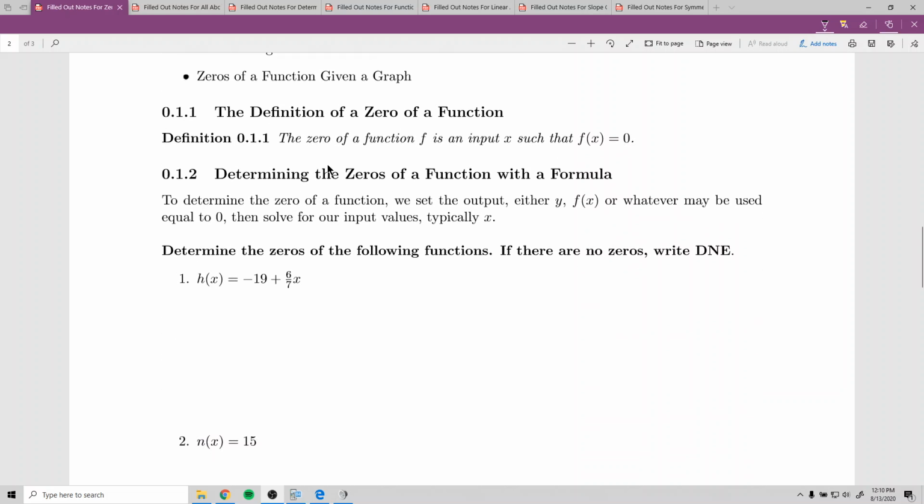All right, so the definition of a zero of a function, you can kind of guess what it is because it's right in the name. The zero of a function is an input x that makes f of x equal 0. There's really one thing people can mess up on, and that's plugging in x equals 0, which is not what you want to do. We replace f of x or y or whatever it is with 0, and then we solve for x.